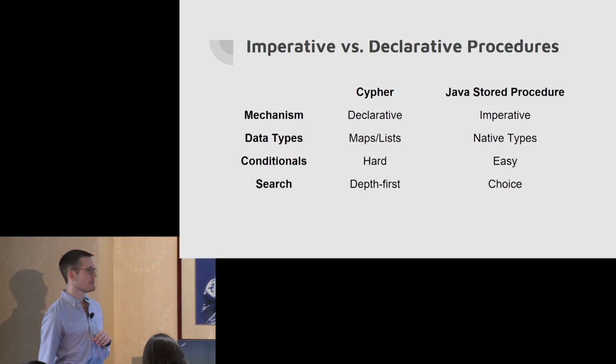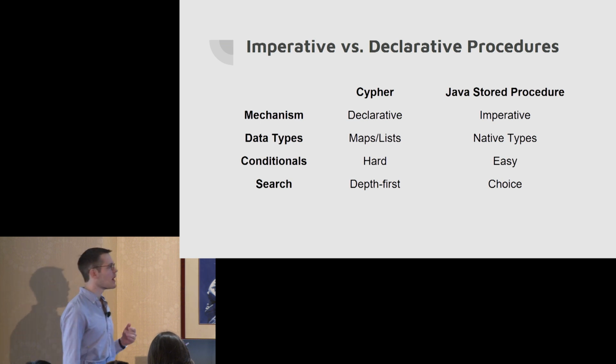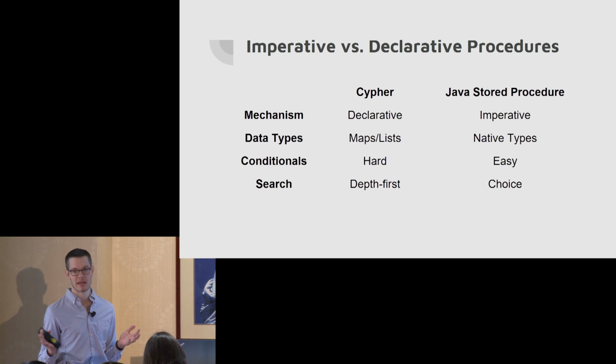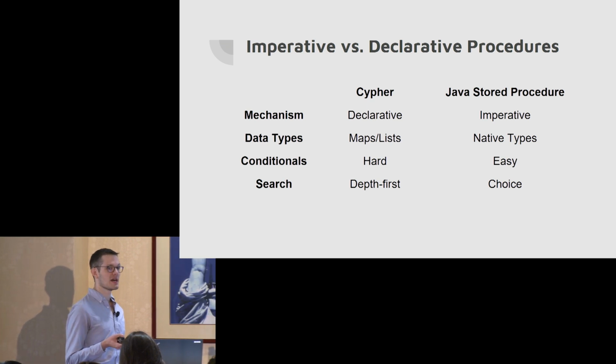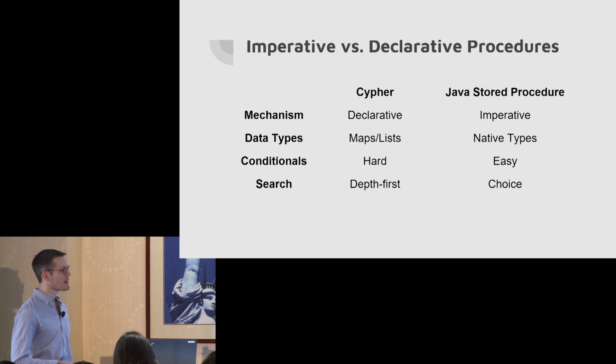Data types. In Cypher, you get basically maps and lists. There's strings, obviously, as well. But in Java, you get whatever you need. There's native data types throughout Java. You can use those. For conditionals, it's kind of hard to do conditionals inside of Cypher. And inside of Java, it's as easy as it would be if you're writing any other program.